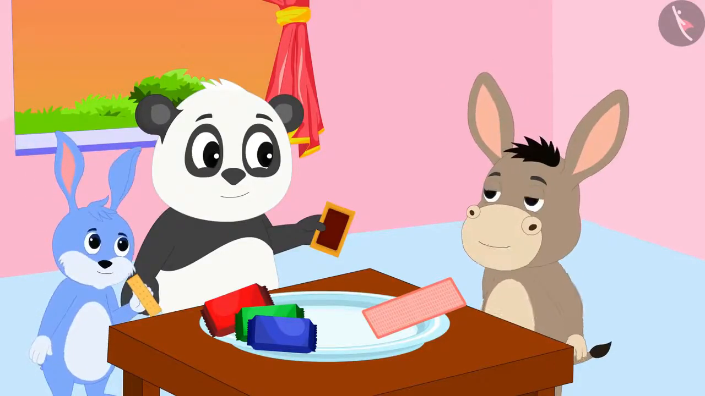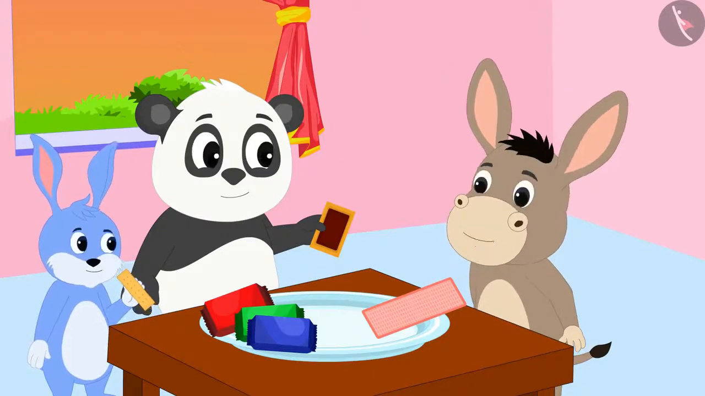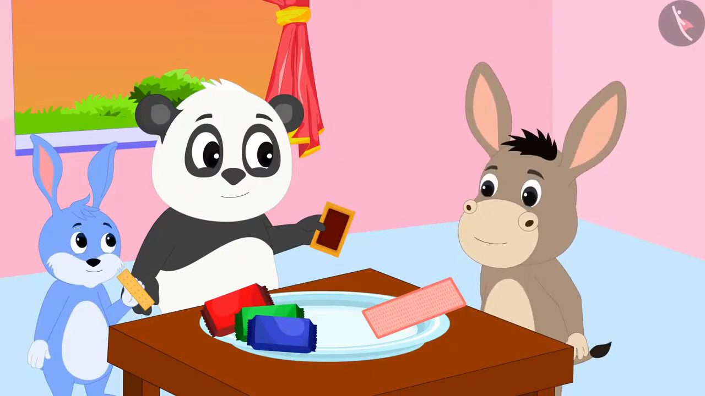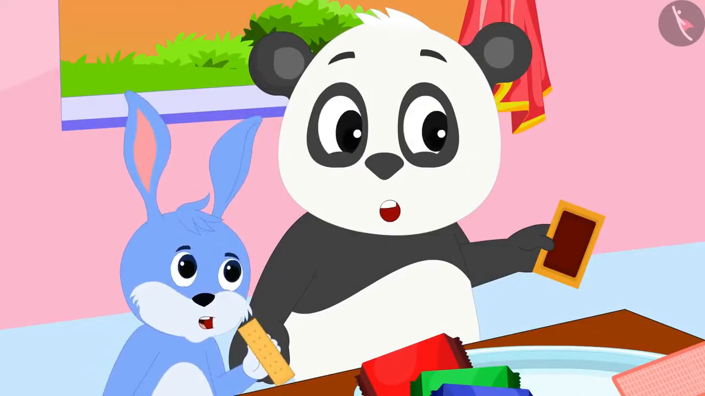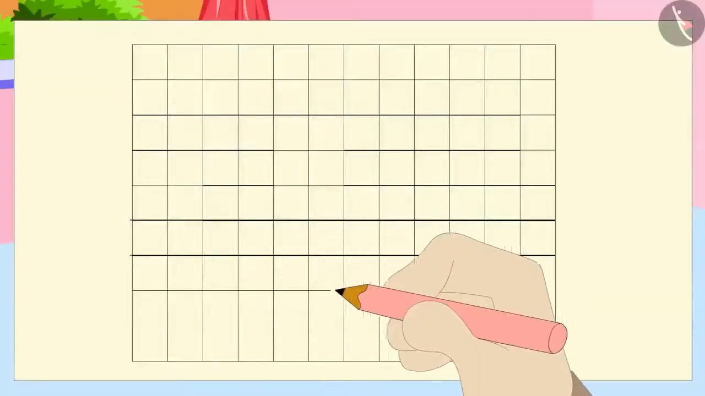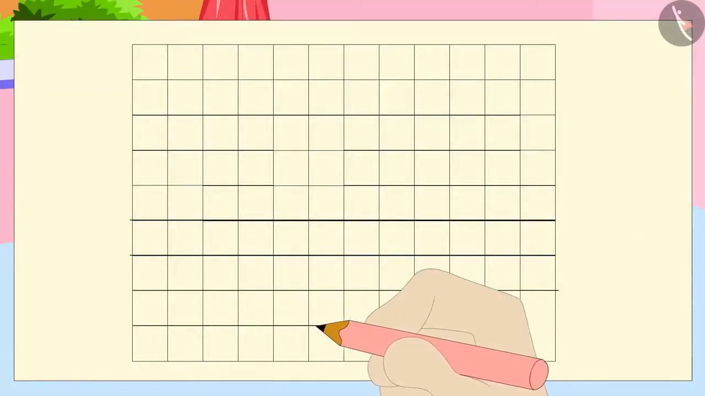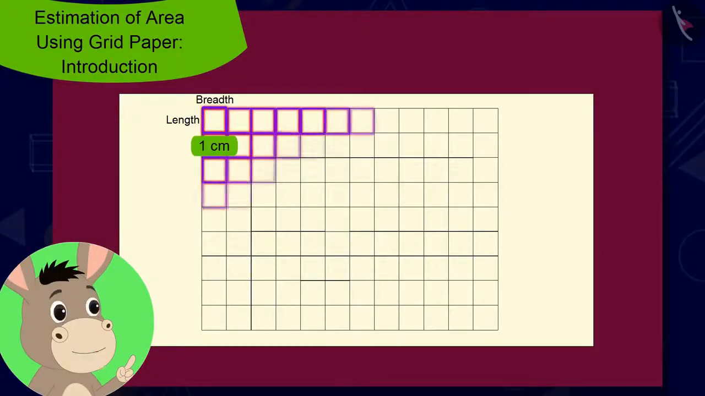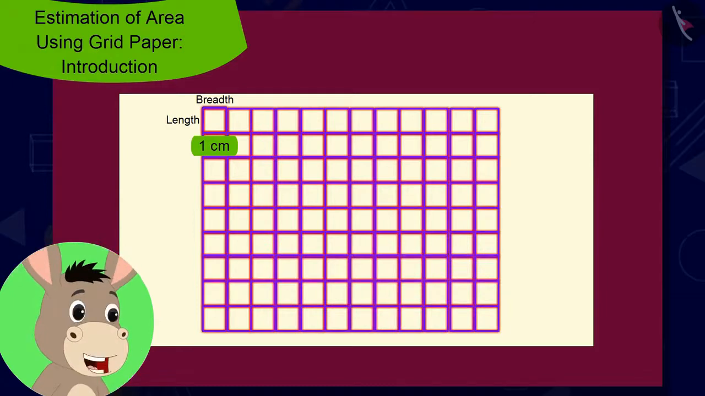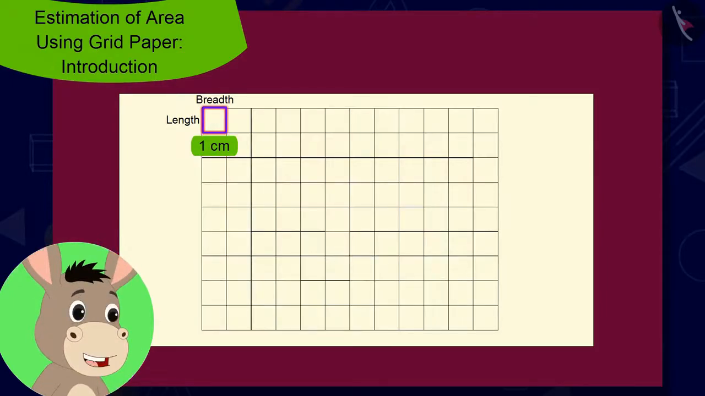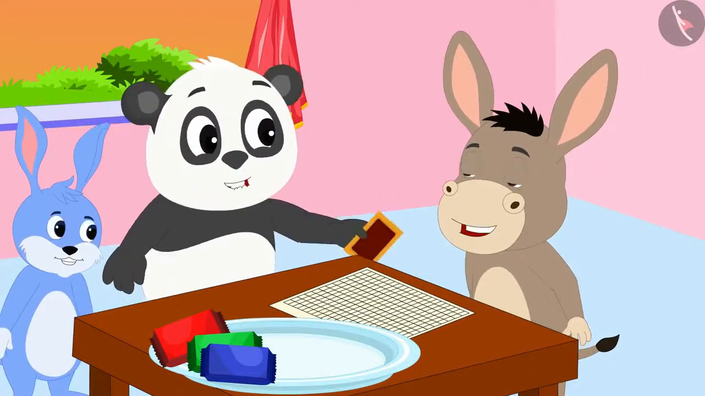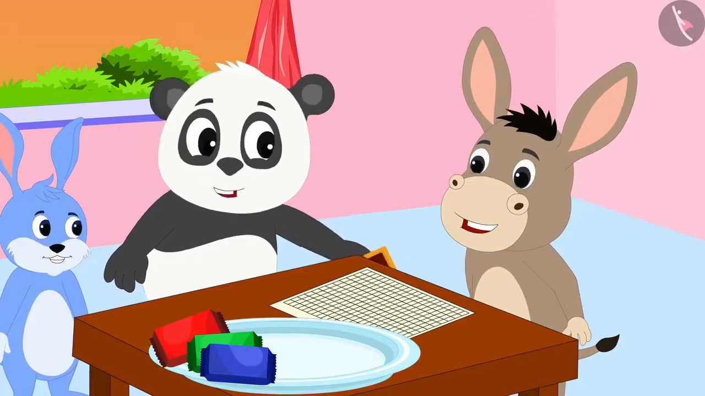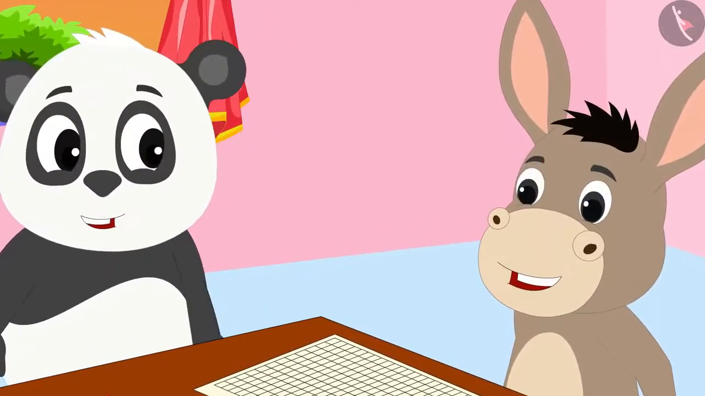Friends, we can immediately find out whose biscuits are the biggest using grid paper, said Bhola. Bunny and Golu could not understand anything. Then Bhola made such equal-sized squares on a paper. A paper made of equal-sized squares like these is called a grid paper, said Bhola. But Bhola, how can we use this to find out the biggest biscuits? Golu asked Bhola.